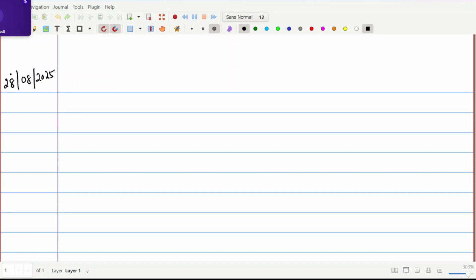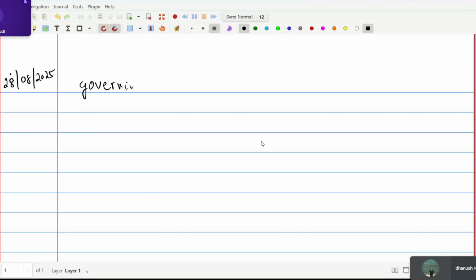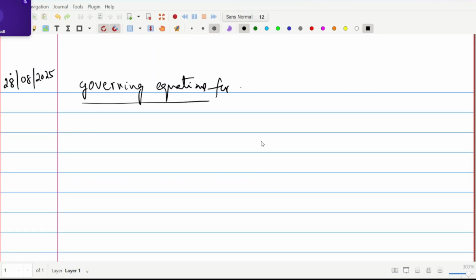Let's rewrite what we have done so far. So we first had the mass equation. Let me write that and list them here. So, governing equations for an ideal fluid without viscosity.